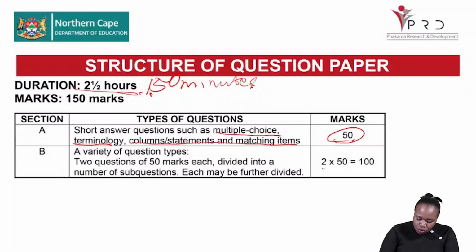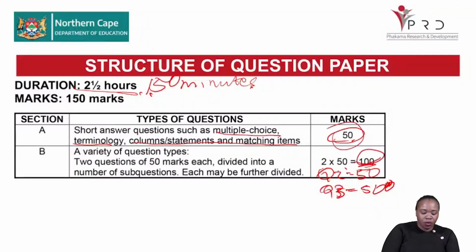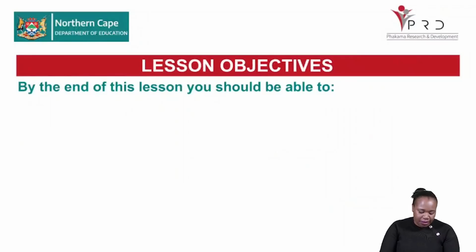So here we have question 2 and question 3. Question 2 is 50 marks. Question 3 is another 50 marks. That is the 100 marks that we have. So a combination of these two would then give us this 150 marks.